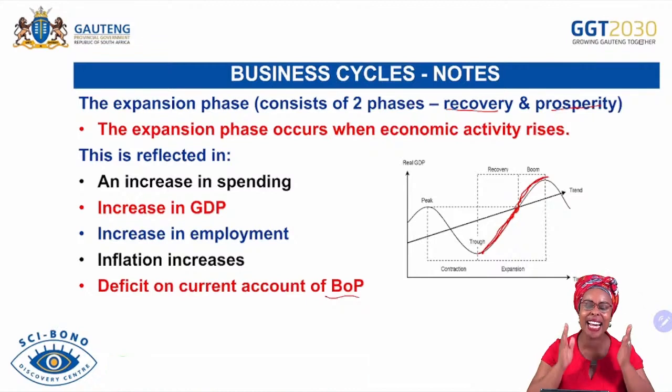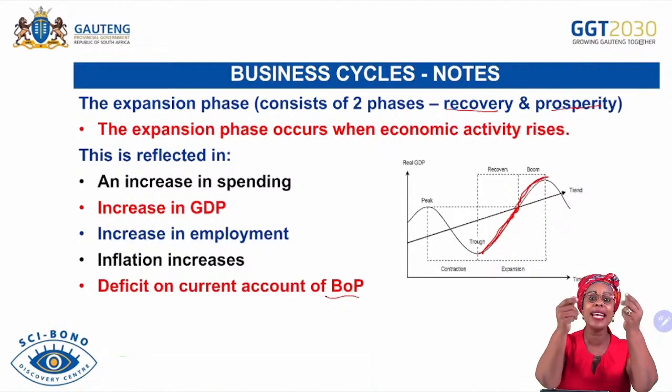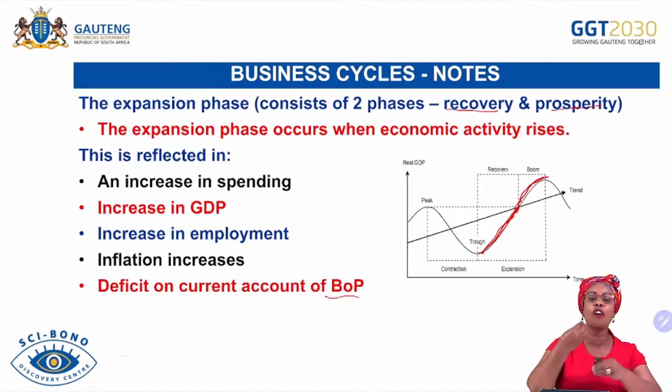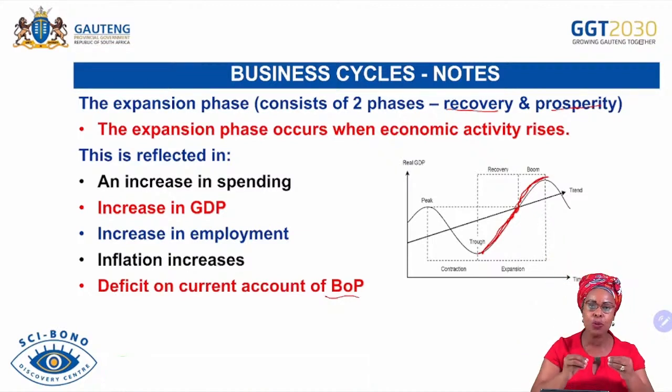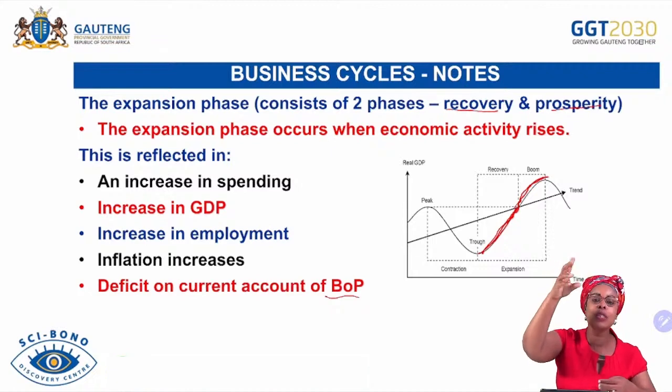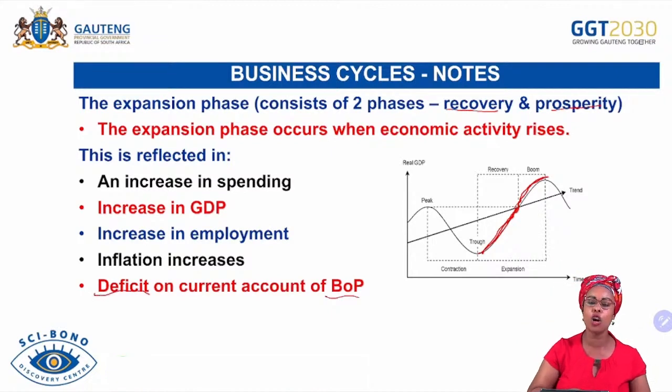But during the expansion phase, because everyone has money, we have a tendency of even buying more goods from other countries, and that will lead to more imported goods than exported goods. Hence, during this phase, there will be a deficit.